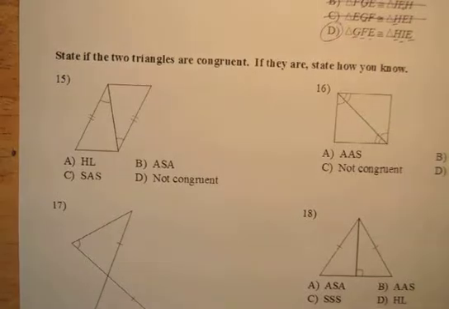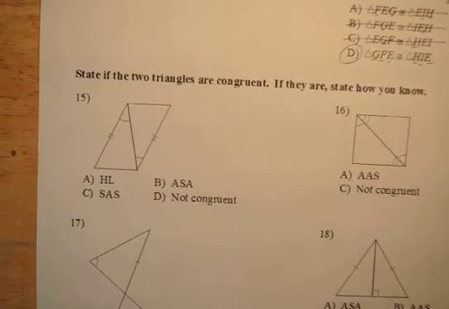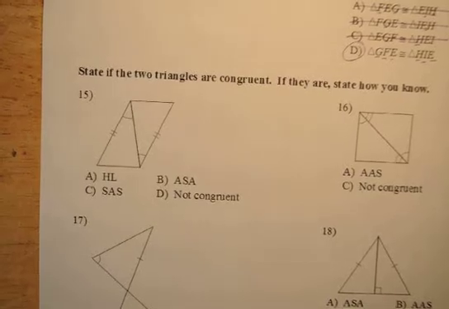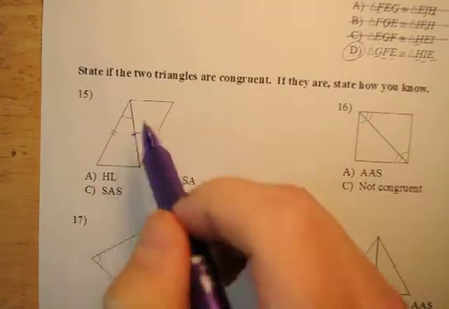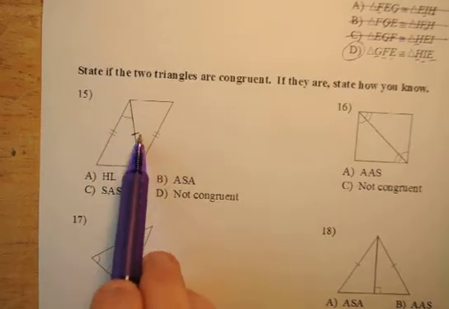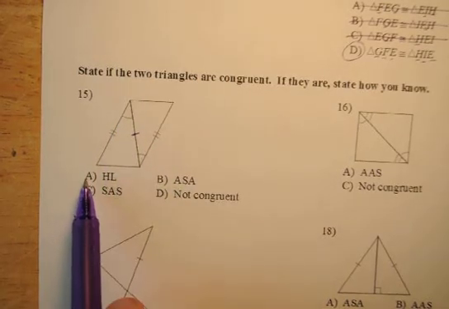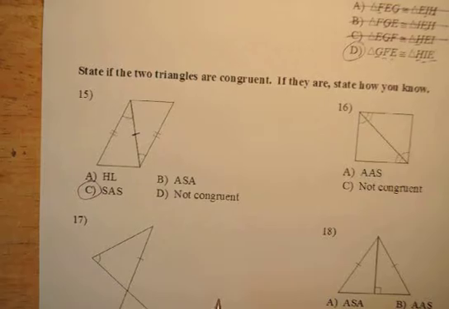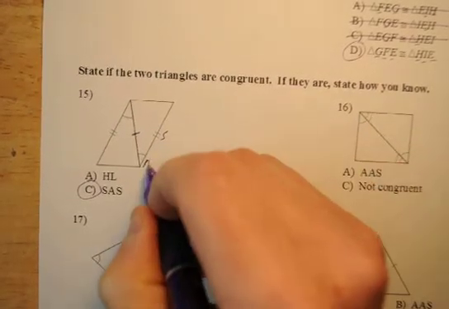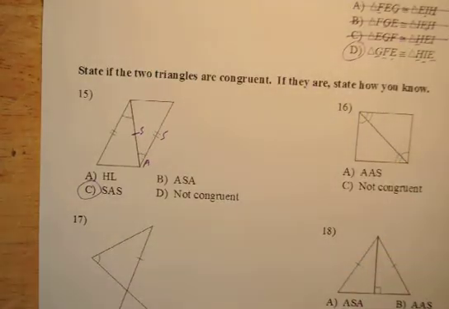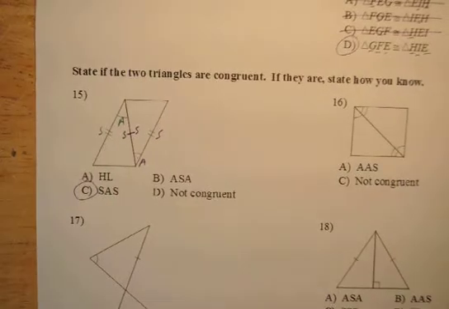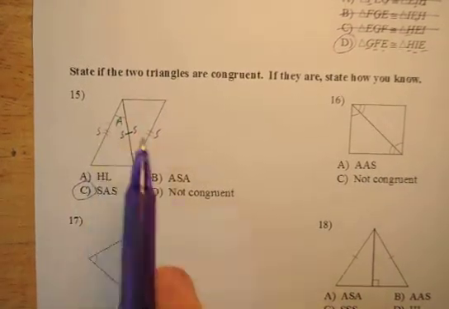Alright, the rest are just state if the triangles are congruent or not. Is there enough info? Alright, so these triangles look congruent, but does that make them congruent? Well, let's find out. We've got a congruent angle between two congruent sides. So I would say, yeah, that would be side angle side. You got an S there, you got an A there, and you got an S there. S, A, S. The A angle is between the two sides.